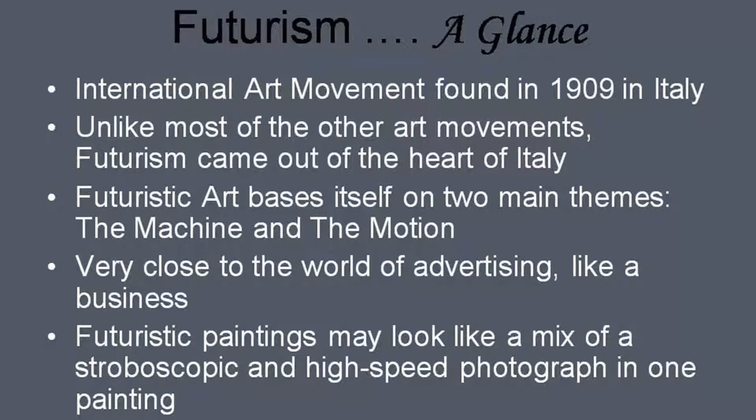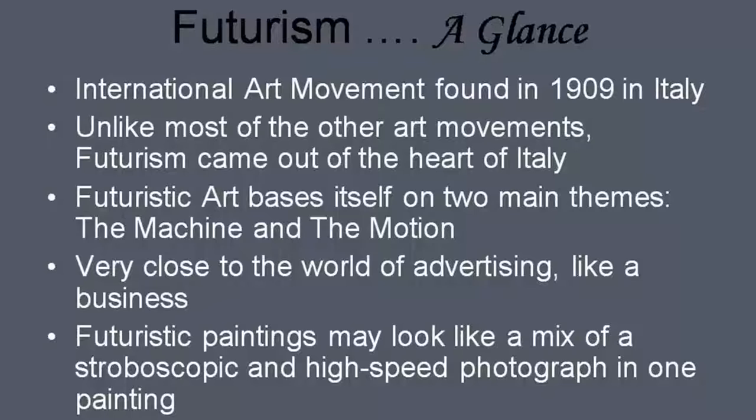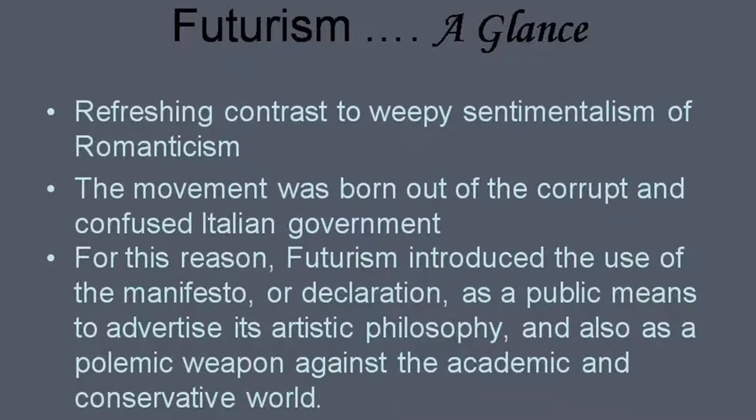Futuristic art bases itself on two main themes, the machine and the motion, that is movement. Very close to the world of advertising, almost like a business, because they celebrated the idea of speed, movement, motion, machine, and everything that enters this new technological and social atmosphere. Futuristic paintings may look like a mix of a stroboscopic and high-speed photograph in one painting, which is true. Because in photographs, we have seen that this was being addressed to capture the speed with a repetition of the same figure moving across the surface.